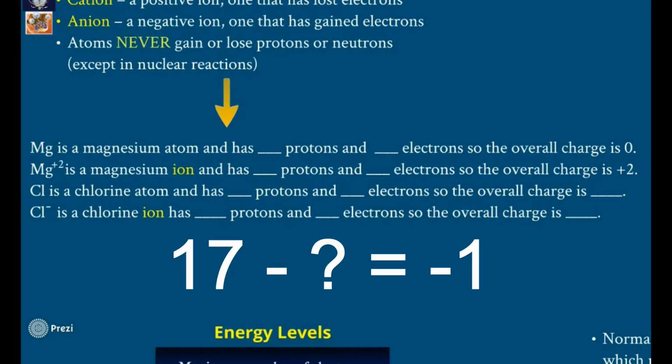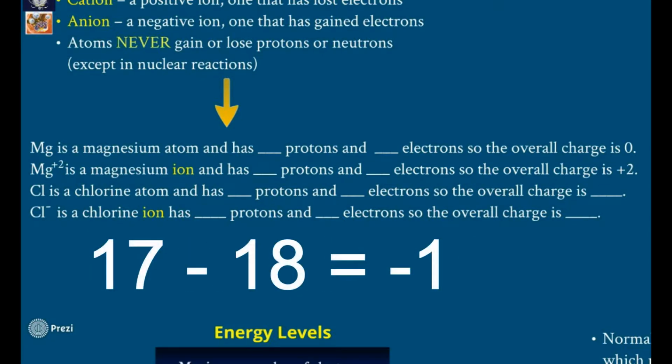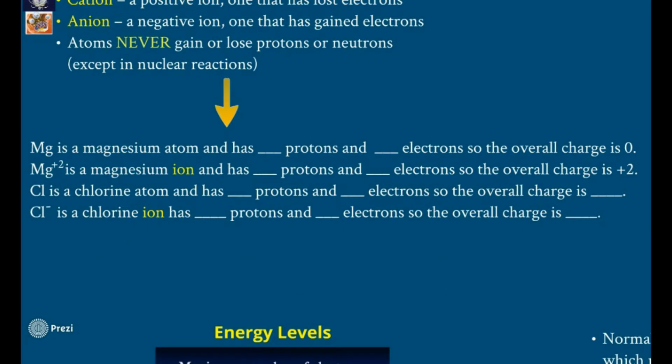So 17, basically minus what, will give you negative 1? 18 electrons. And that will work every time. So anytime you're trying to figure out the charge, they either will give you both and say, find me the charge, or they'll give you the charge and the protons, most of the time they'll do that, and say, tell me the electrons. They'll never ask for how many protons. Really, I don't see a purpose in them ever asking.